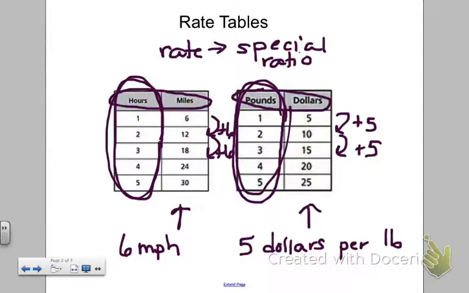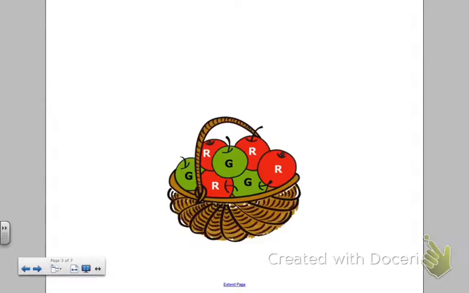Now, I want to refresh your memory about ratios. Remember this apple basket? Here we could compare apples to apples. Maybe red apples to green apples, or maybe green apples to red apples. Either way, I'm still comparing quantities just like I did on the last slide, except I'm talking about the same units. So these are not rates because I'm talking about the same thing, apples and apples, or fruit and fruit if you want to look at it that way. The units are the same. You're going to see that in a ratio table.